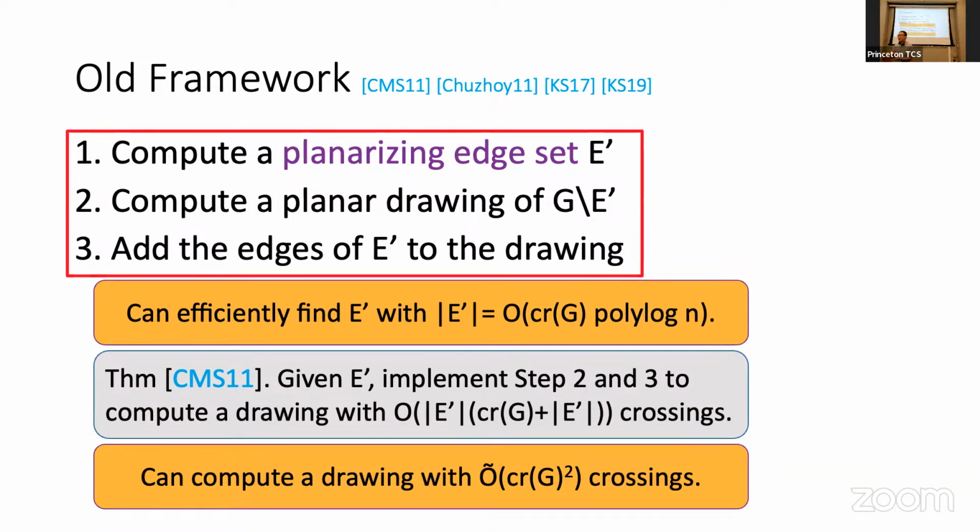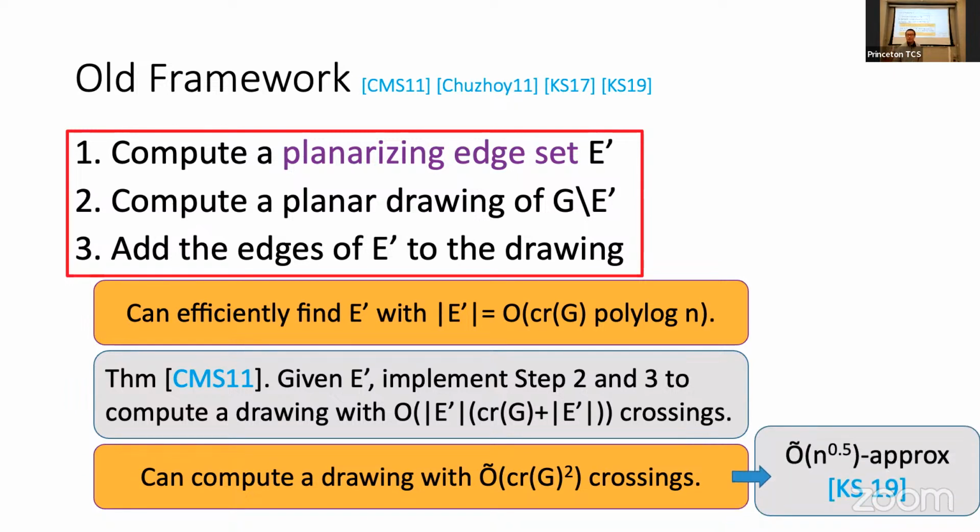And recall that we have an n plus CRG approximation algorithm, and combined together with this CRG squared, this gives a square root of n approximation. Because if CRG is larger than square root of n, then n plus CRG is a square root of n approximation. If CRG is less than square root of n, then CRG squared itself is a square root of n approximation. So this is how to get square root of n.